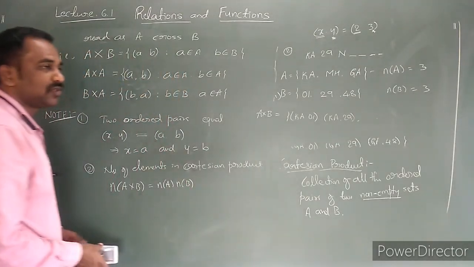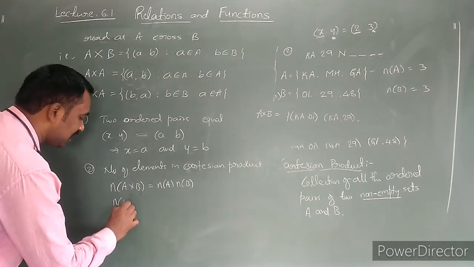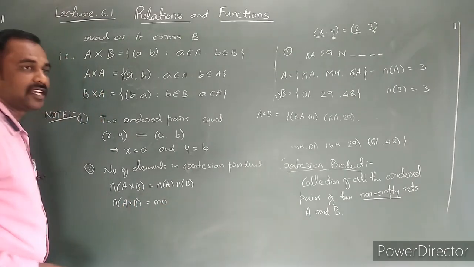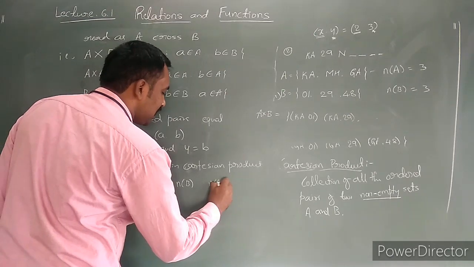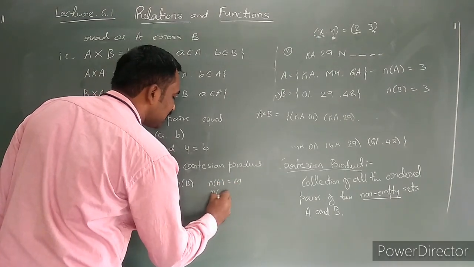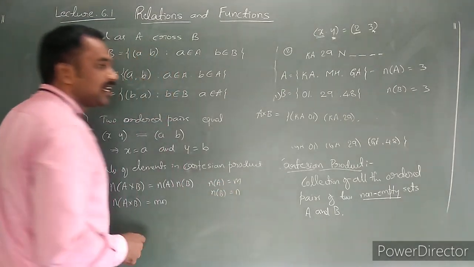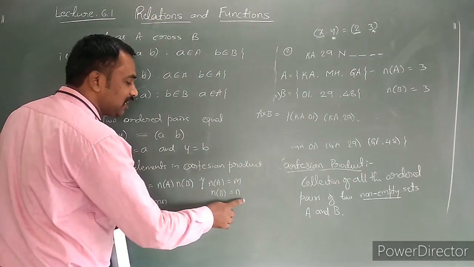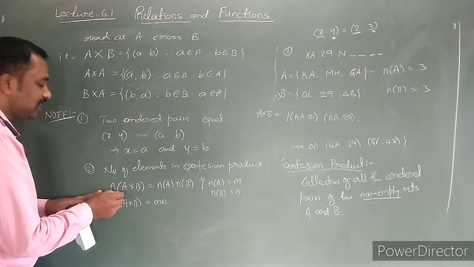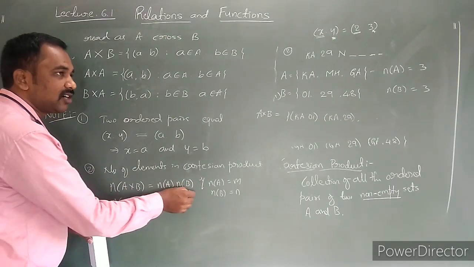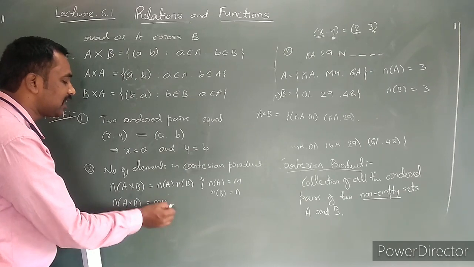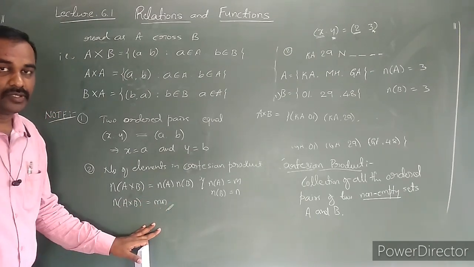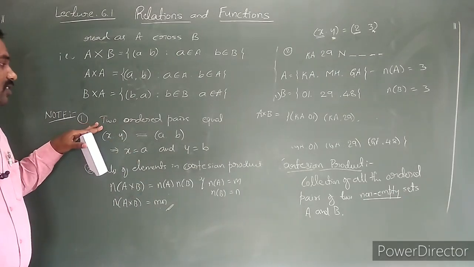Now, similarly, we can generalize this. n of A cross B is equal to m into n, where n of A has m elements and n of B has n elements. If n of A contains m elements and n of B contains n elements, then n of A cross B is equal to n of A into n of B, or simply we can write m into n. Are you sure?